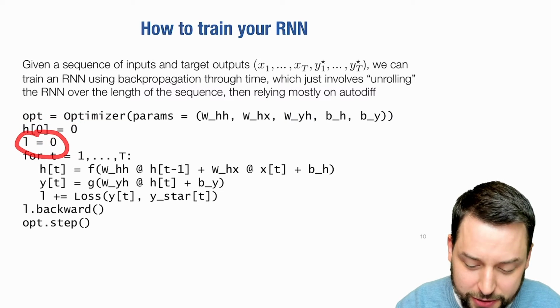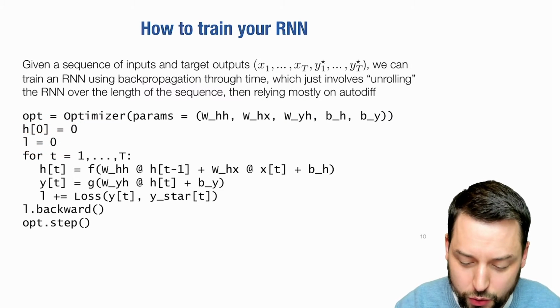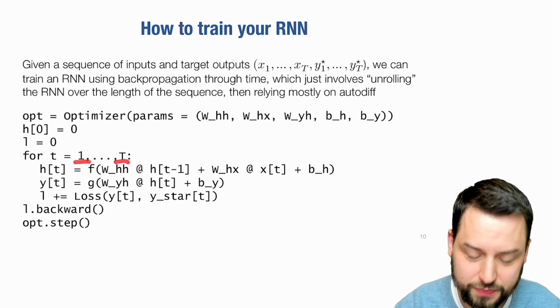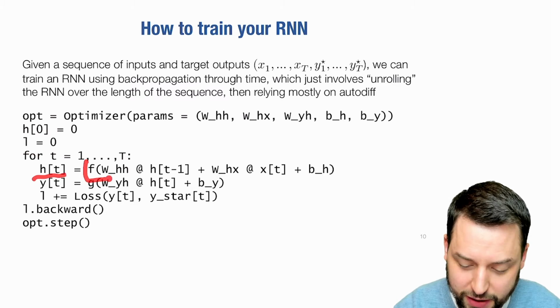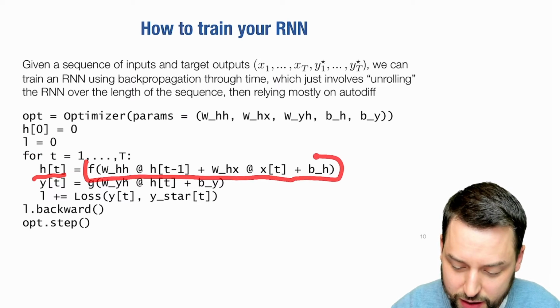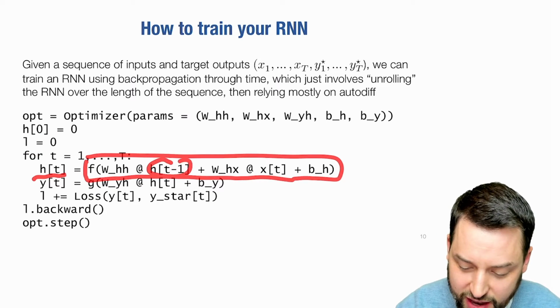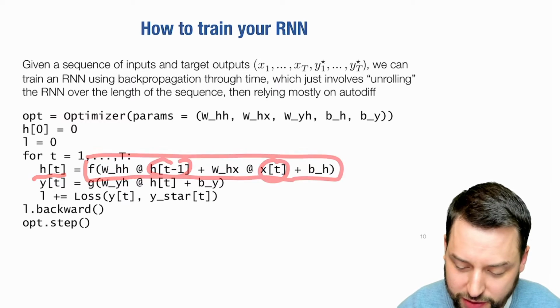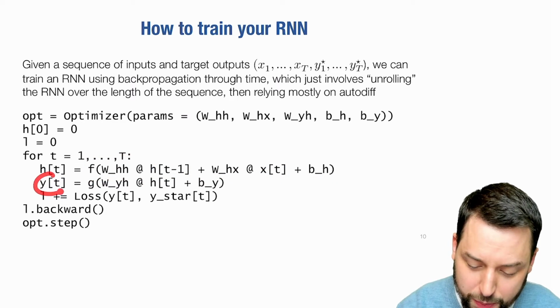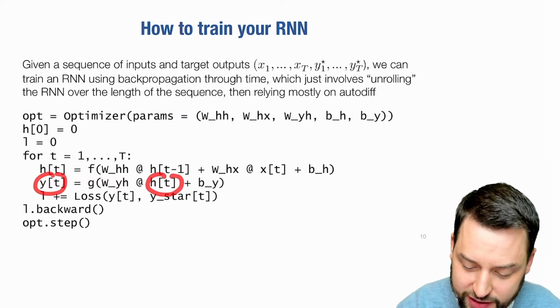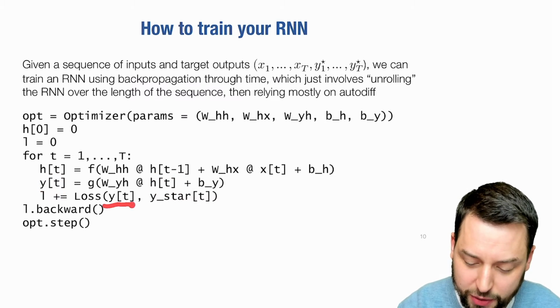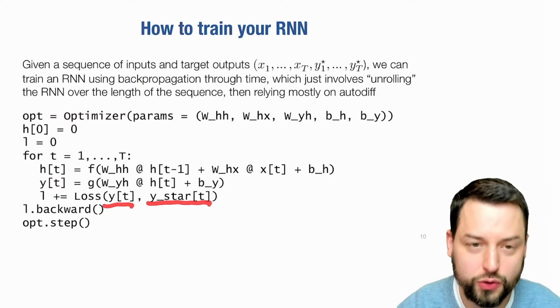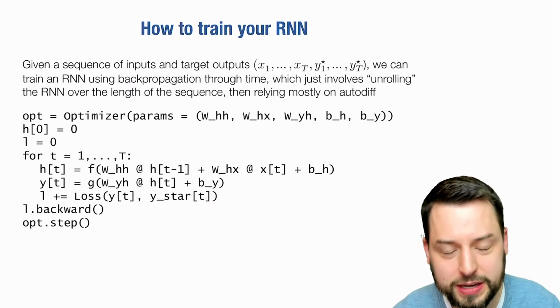Set your loss to be 0, and then iterate over your whole sequence, from 1 to t. Okay. So from 1 to t, you form your next hidden state, right? Which is this update equation, a function of our previous hidden state and our current input. Form the output prediction, which is again a function of our current hidden state, and then compute a loss between our prediction yt and the true output y star t.